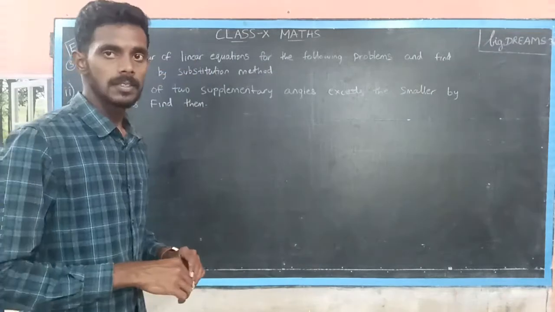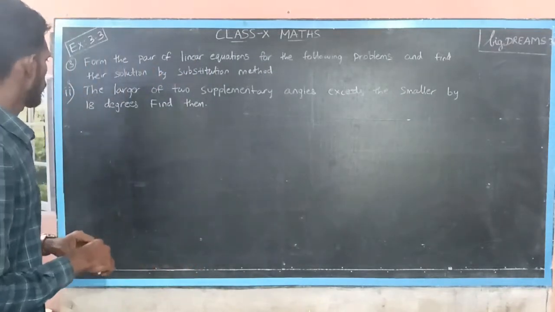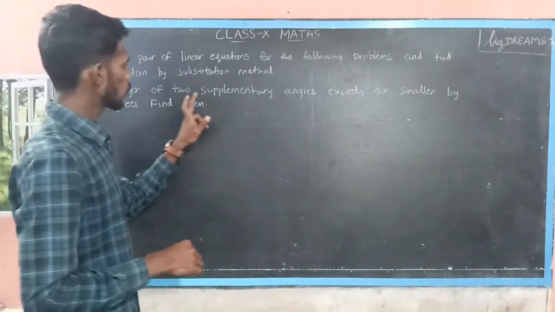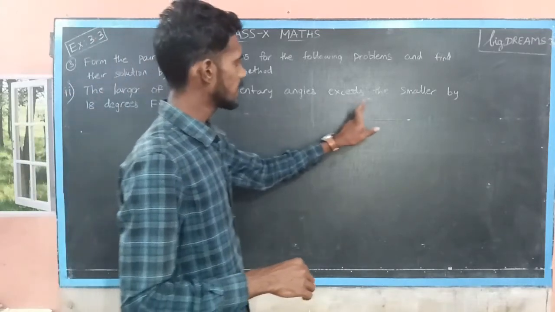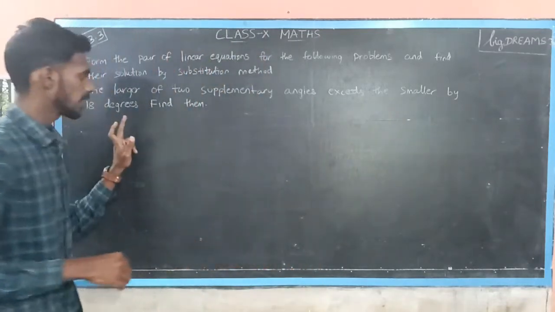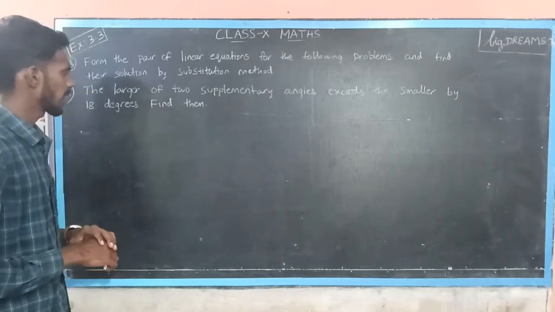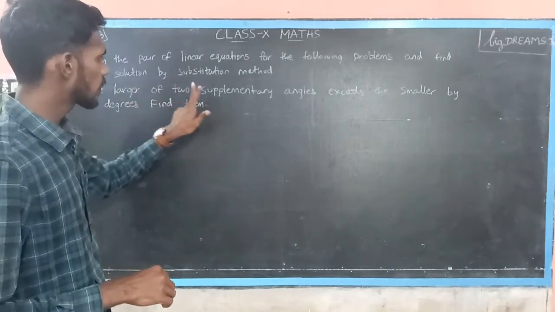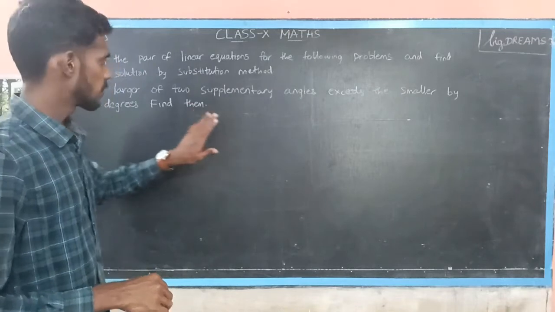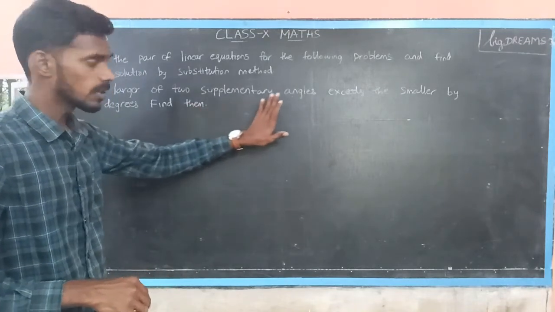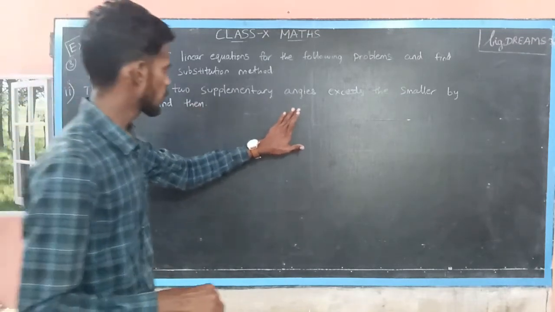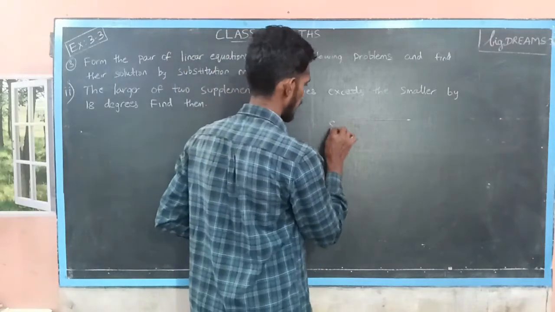Clear? Next, the second subdivision, read the question. The larger of the two supplementary angles exceeds the smaller by 18 degrees, find them. They have given the larger angle of the two supplementary angles. First, we have to know what are called supplementary angles. In your lower classes, you have studied the supplementary angles.